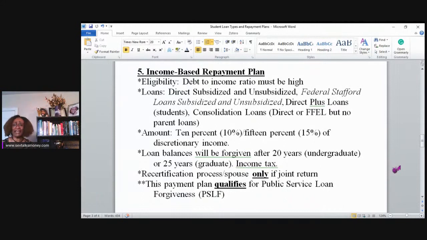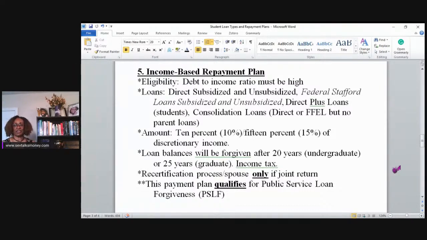I'm going to do whatever I can, and I'm going to share again all the things that I did and I'm doing to knock out my student loans, because I do not want that thing dragging on 25 years. Okay, and then income tax implications. If the loan is forgiven, then you may be assessed income tax on that forgiven amount.